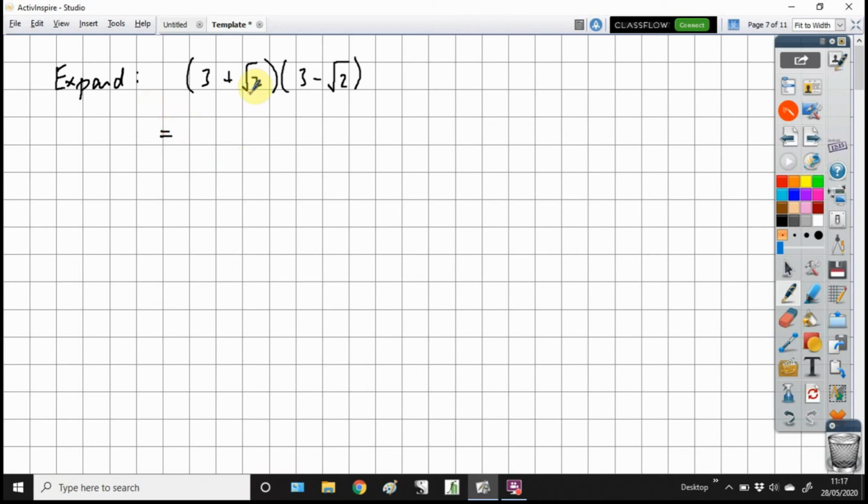Now, what have we got? 3 times 3 is 9. A positive multiplied by a negative is going to be a negative. Negative 3 root 2 plus 3 root 2. And then lastly, positive times negative makes a negative. Root 2 times root 2, which I think for the moment I will just write like that.